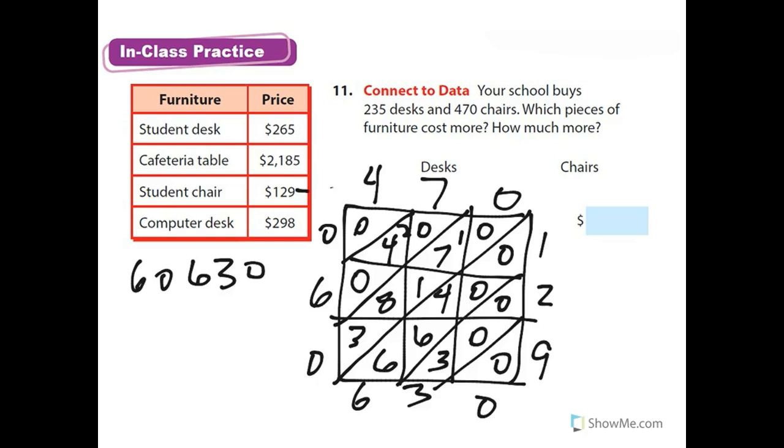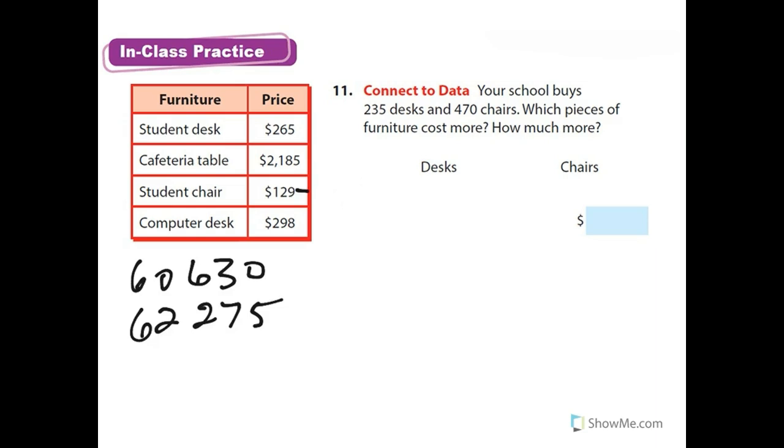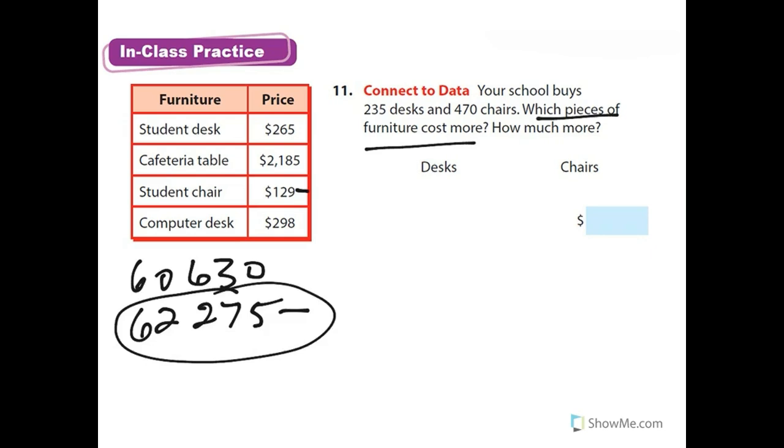It was 62,275. Well, let me erase this lattice method so I can do some math over there. Alright, so let's answer our questions. Which pieces of furniture cost more? Well, it would be the desks, right? The desks cost more. By how much more? Well, we're going to need to subtract, aren't we?